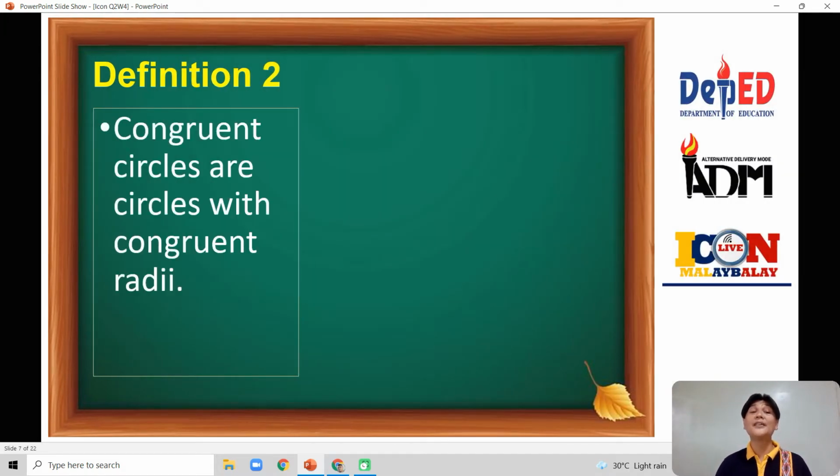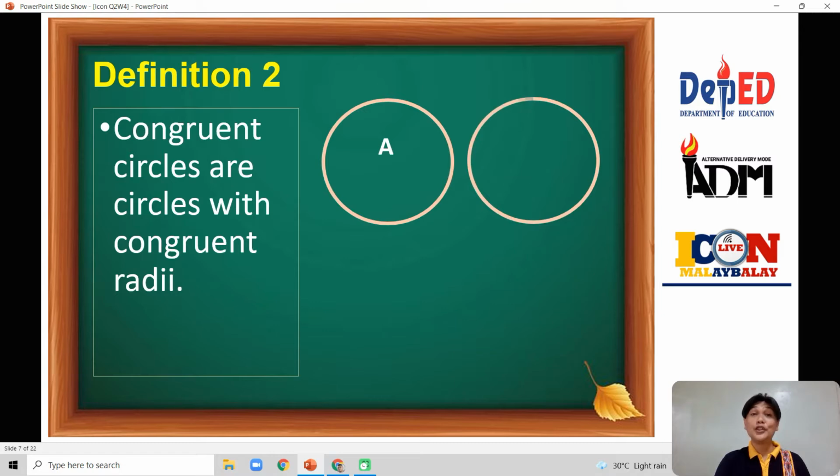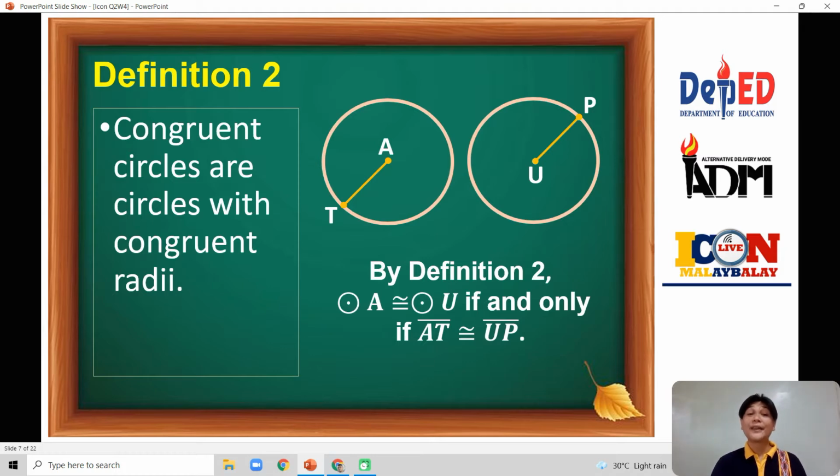Definition number 2. Congruent circles are circles with congruent radii. Say we have a circle A and a circle U. Our circle A has a radius AT and our circle U has a radius UP. Now, by Definition 2, circle A is congruent to circle U if and only if radius AT is congruent to radius UP. Get it? Let's go.